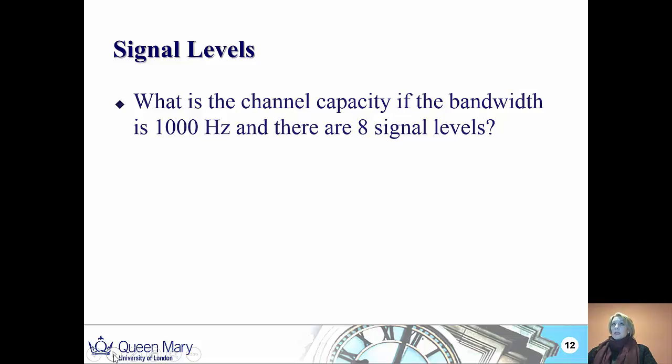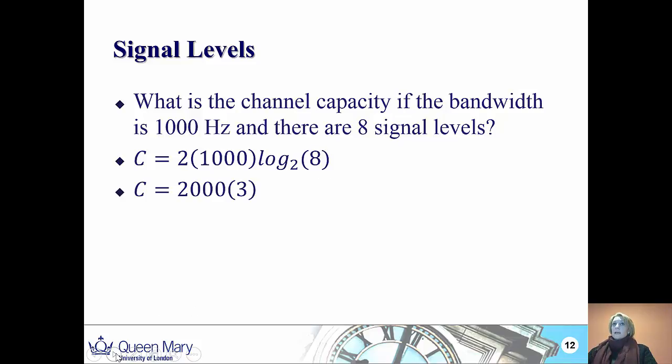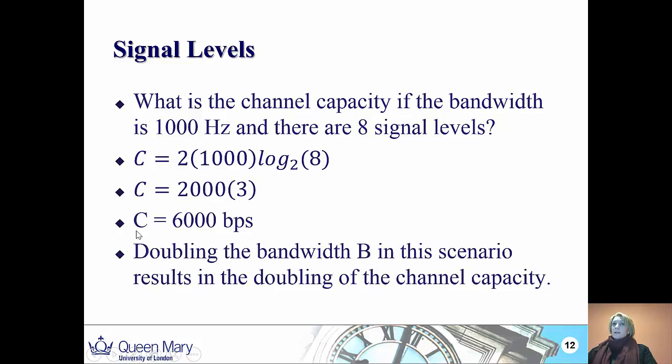So we're not presented here with any noise. So the approach that we use is therefore the Nyquist formula. So we have our channel capacity that we want to calculate. We have our network bandwidth and we have our number of signal levels. And we can calculate out that the channel capacity is 6000 bits per second.